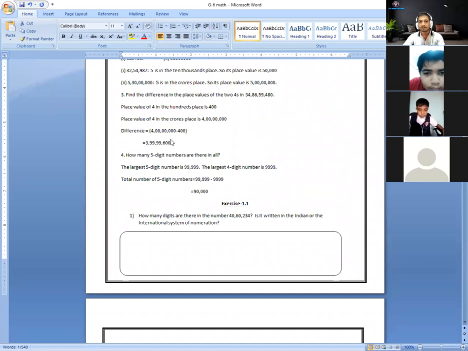Okay, difference. The place value of 4 in the hundreds place is 400. The place value of 4 in the crore place is 4 crore. So the difference is 3 crore 99 lakh 99,600.